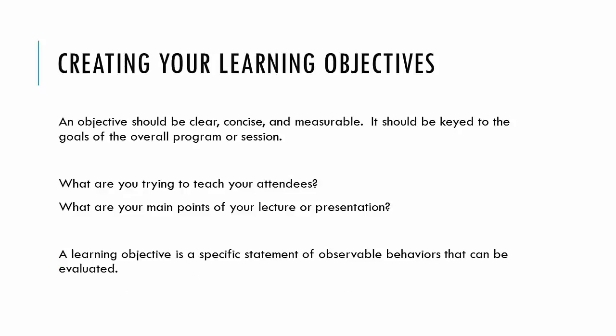So now that we have a couple of the basics ironed out, how do we create a learning objective? An objective should be clear, concise, and measurable. It should be focused on the goals of the overall program or the session for which you are presenting. A couple of questions to ask yourself include, what are you trying to teach your attendees? And what are your main points in your lecture or presentation? So remember, a learning objective is a specific statement of observable behaviors that can be evaluated.